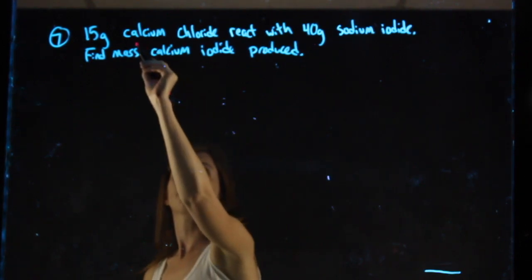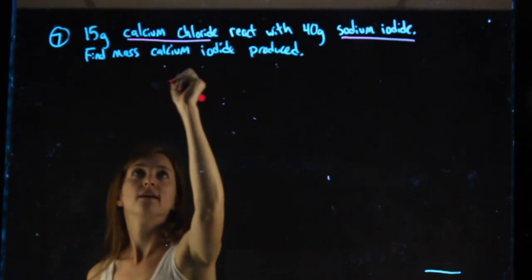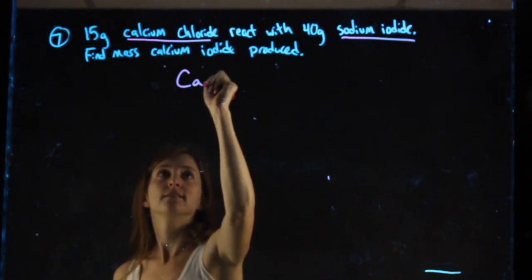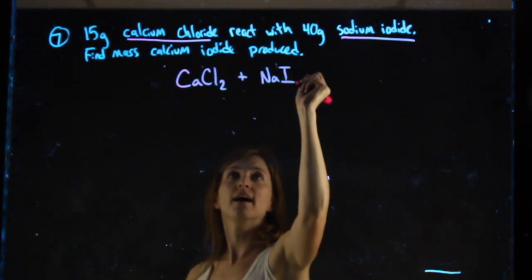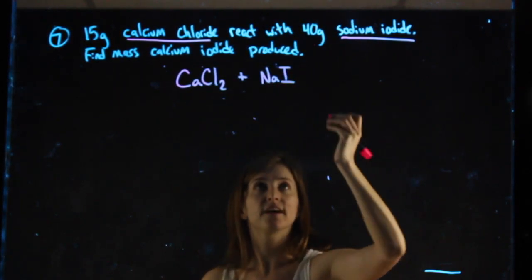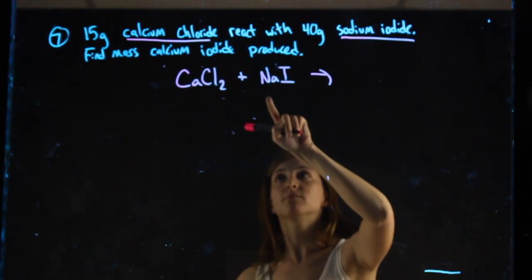Okay, starting off with my reaction: calcium chloride, CaCl2, and sodium iodide, NaI. I used charges and crisscross to find those. Switching my positive ions, because this is a double displacement.